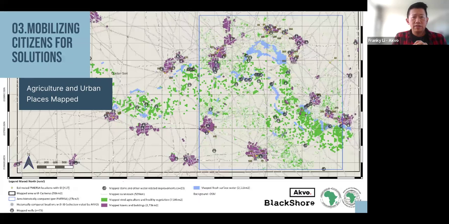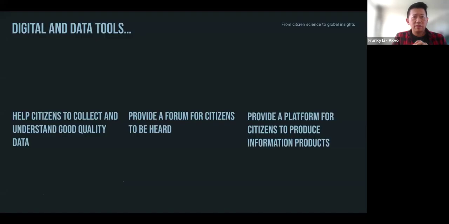So next slide. So in summary, there are quite a lot of areas in which data and digital tools have been part of supporting citizen science in collecting and understanding good quality data, providing a forum for citizens to be heard, and finally providing a platform for citizens to produce information products.